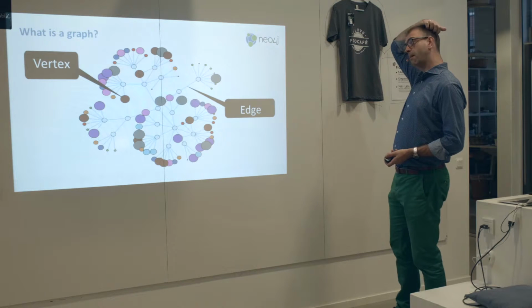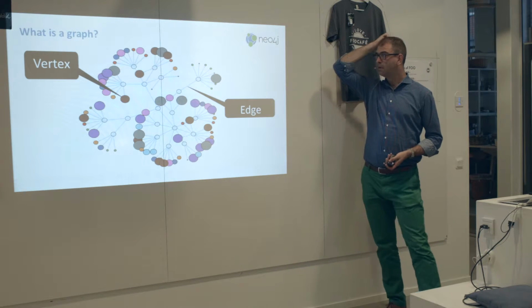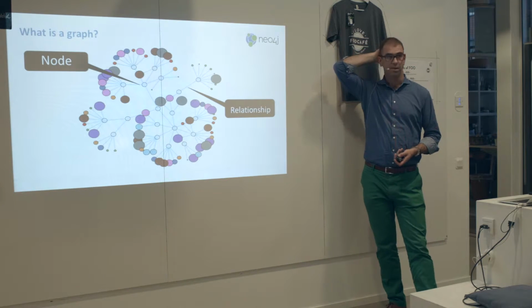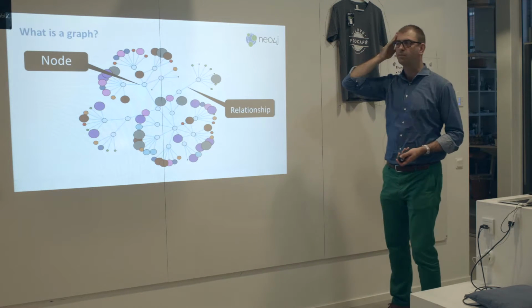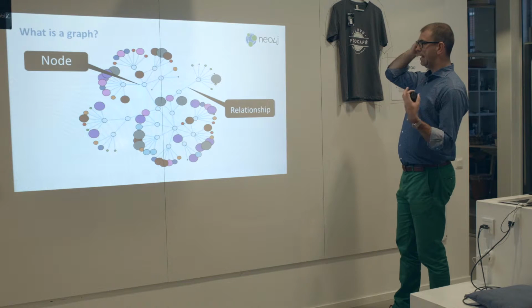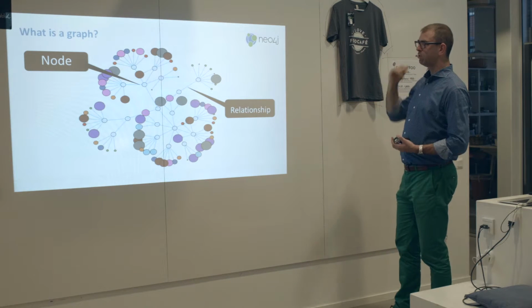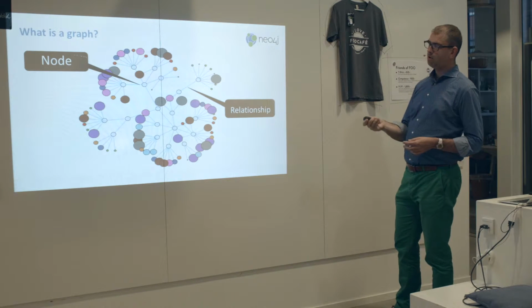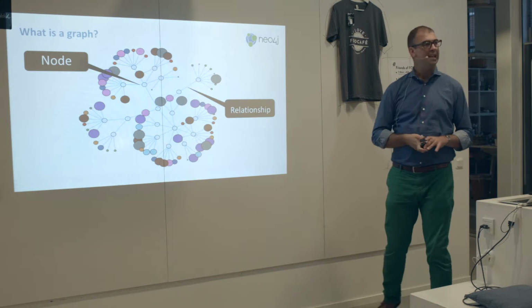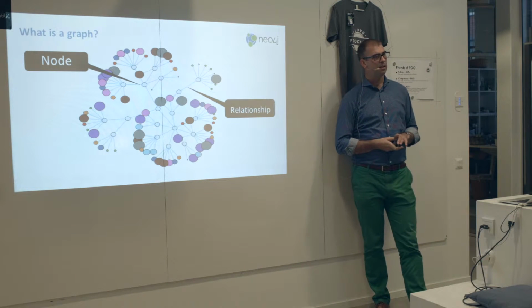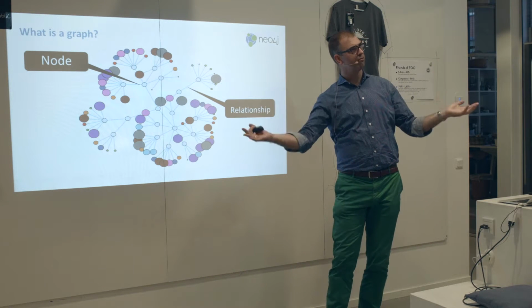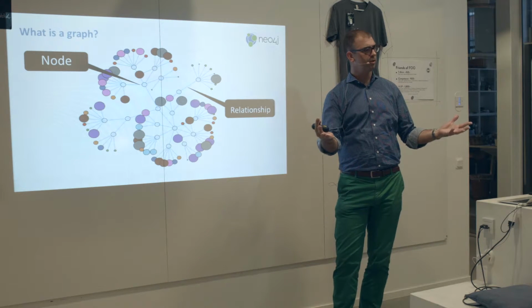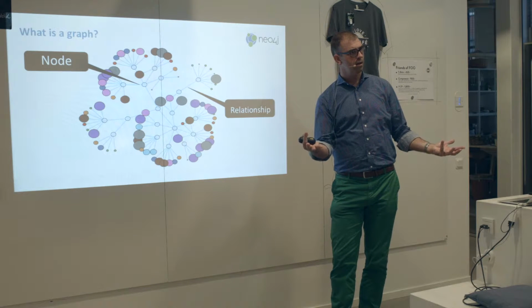Euler used to talk about vertices and edges, right? We prefer to talk about nodes and relationships because that's more telling for most people in the data world. Let's try to understand what those mean, right? The node, I think, is pretty easy to understand. For people who want to relate it to the relational world, what would you compare it with?